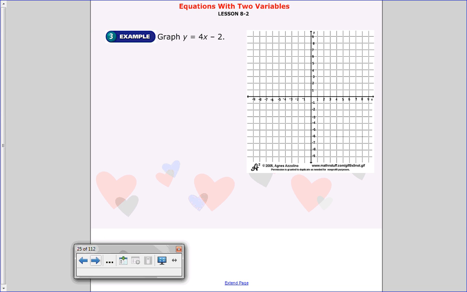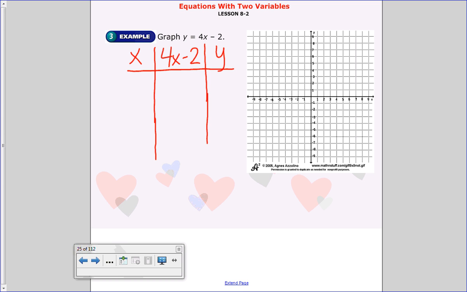So here we have this one. Graph y is equal to 4x minus 2. First step, make a table of values. So we know we're going to talk about x. And I could put in here this 4x minus 2. And then I have my y. Now, I usually tell my students to graph at least 3 points. But the more you do, the easier it is to actually graph.